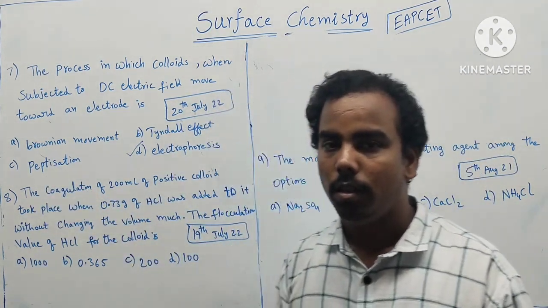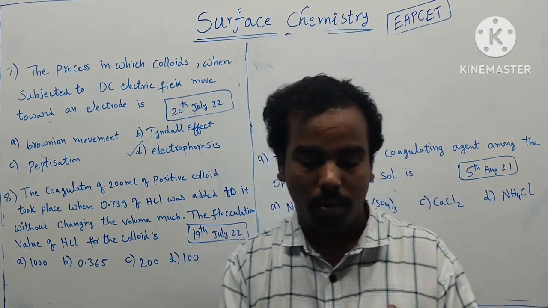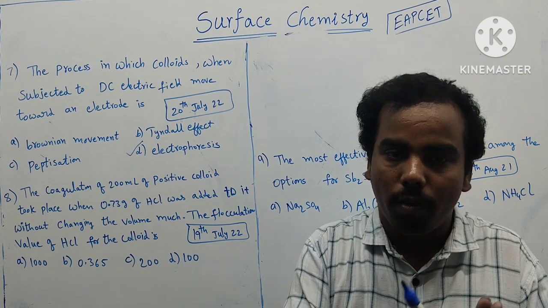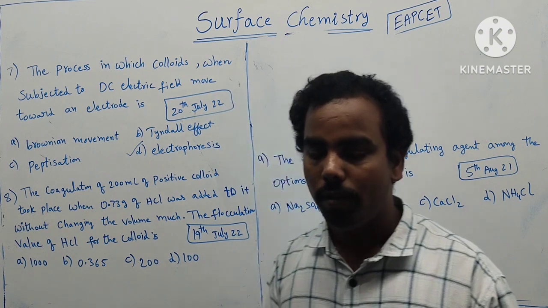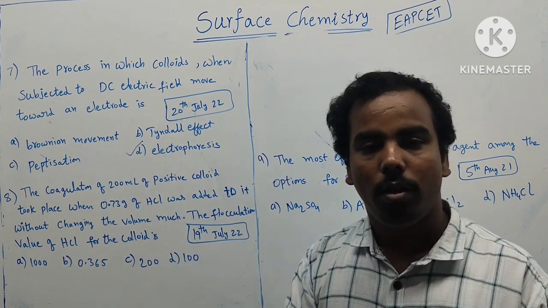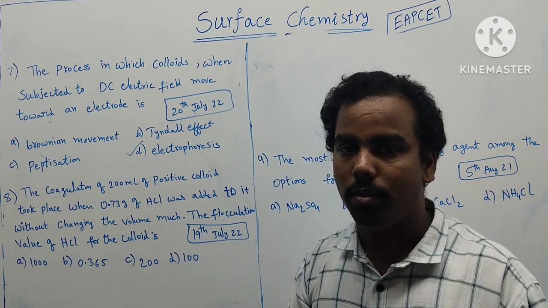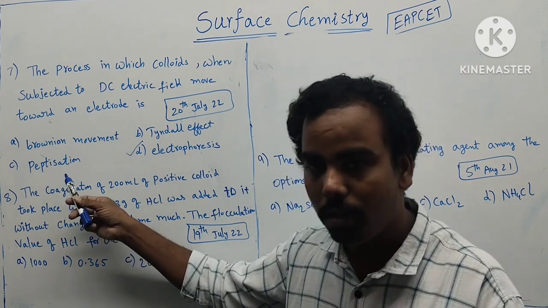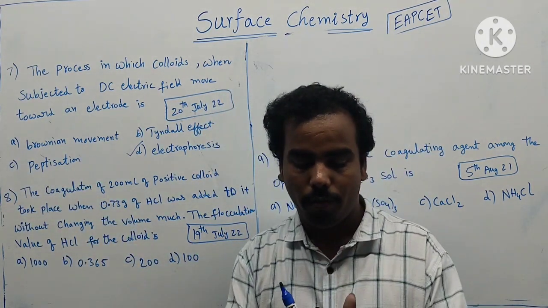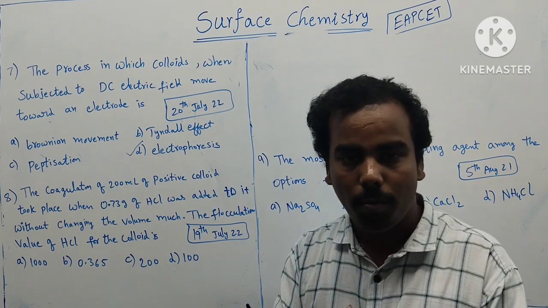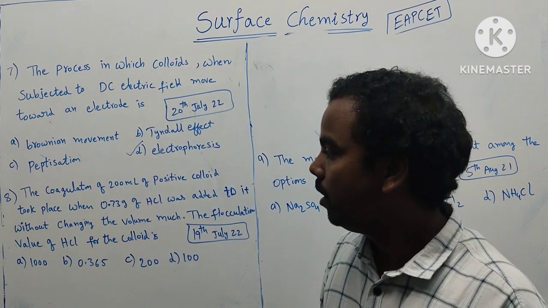Peptization means when a substance is already present as a precipitate, the precipitate is converted into colloidal particles in the presence of a suitable electrolyte. So when a suitable electrolyte is added to the precipitate, the precipitate breaks down into colloidal particle size. That colloidal particle size formation is called peptization. So the answer is electrophoresis. Next question.